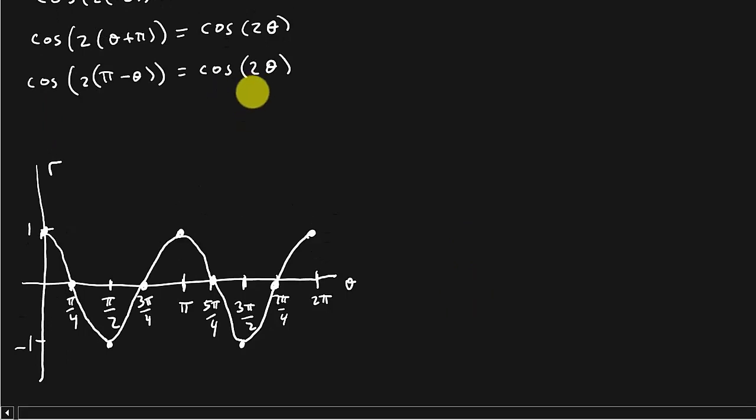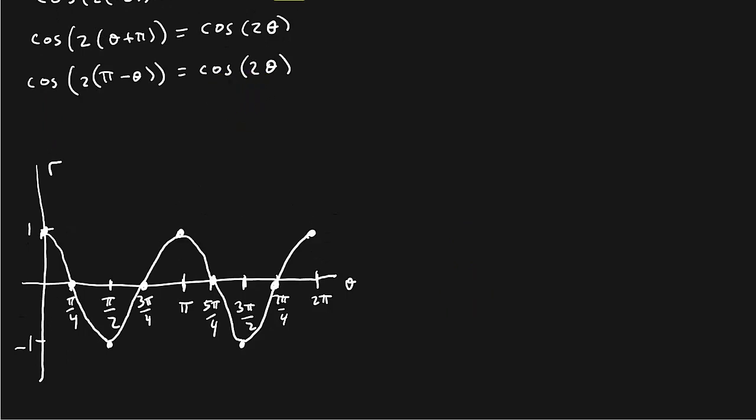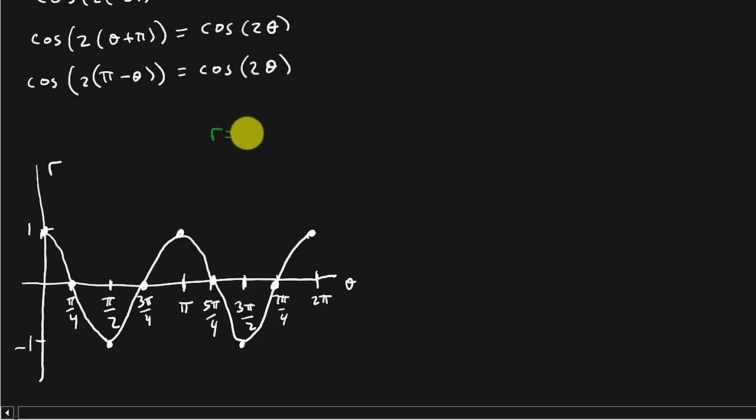Well, look at this. If we're looking at our equation, we got r equals cosine 2 theta. Well, what's the period? The period, remember, is 2 pi over b, which is 2 pi over 2, which is equal to pi. So I'm graphing 2 periods of it.